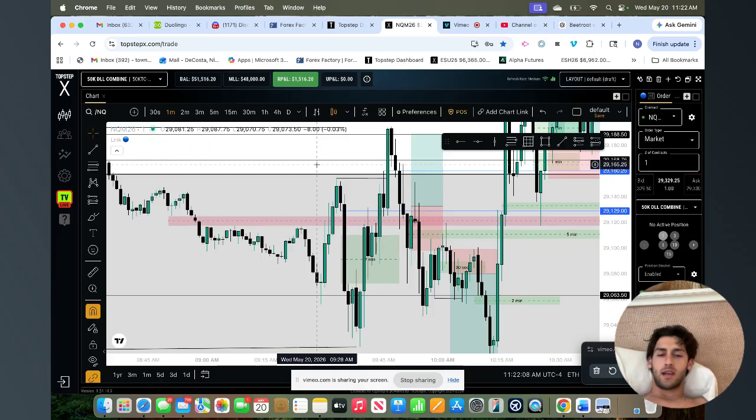And I want to take the highest time frame inversion. So I didn't take the 2 minute yet because I was waiting to see if the 1 minute was going to inverse it. Because the 1 minute was all the way up here, the 2 minute was down here.